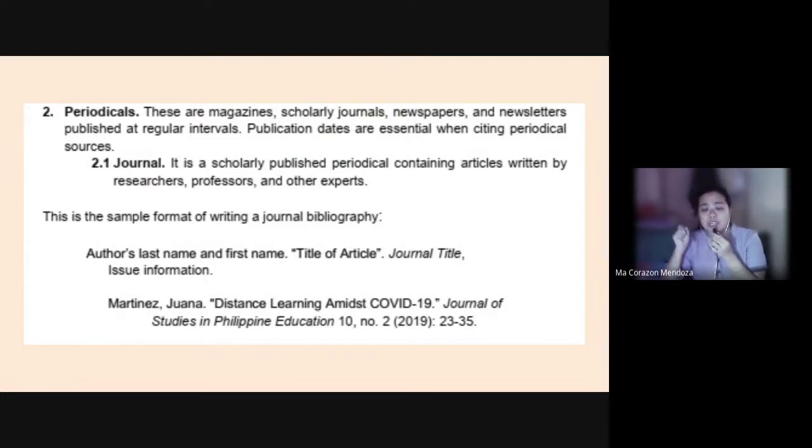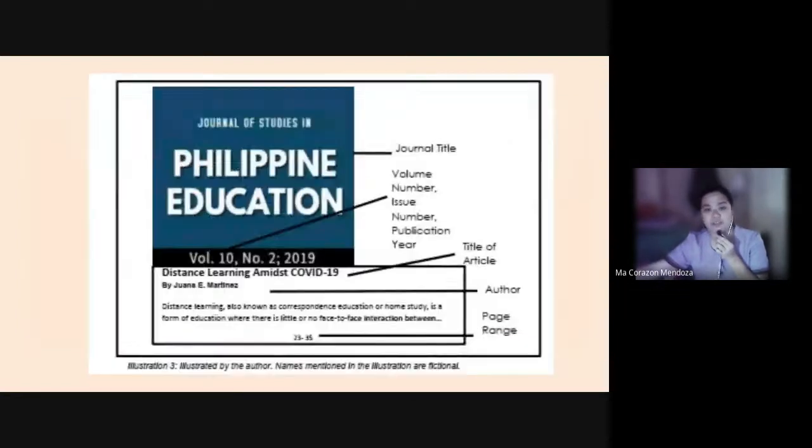Now, as you see, class, this might sound confusing at first, but just remember that this is just like math. There's a formula, and at first, you practice with the formula in front of you, so you will be guided. And later on, as time goes by, you can remove that formula little by little so you can stand on your own and make your own bibliography.